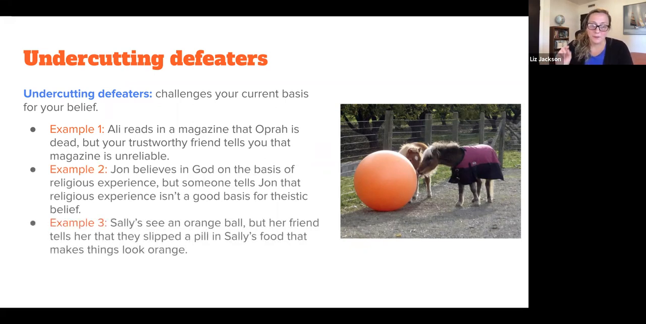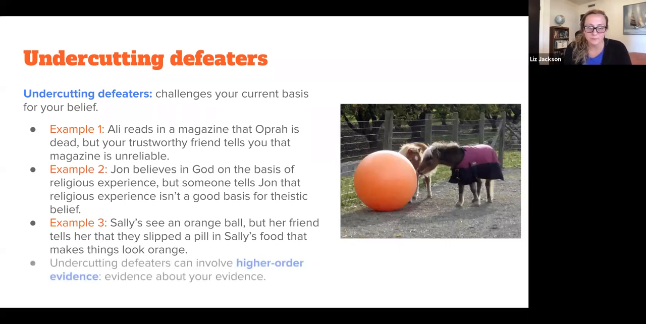Here's a third example. Let's say Sally sees an orange ball. Then Sally's friend says that they slipped a pill in Sally's food that makes certain things look orange. Then Sally has a defeater for her belief that there's an orange ball, because the pill might just be affecting the way that things seem to her and the fact that she's perceiving this ball as orange.